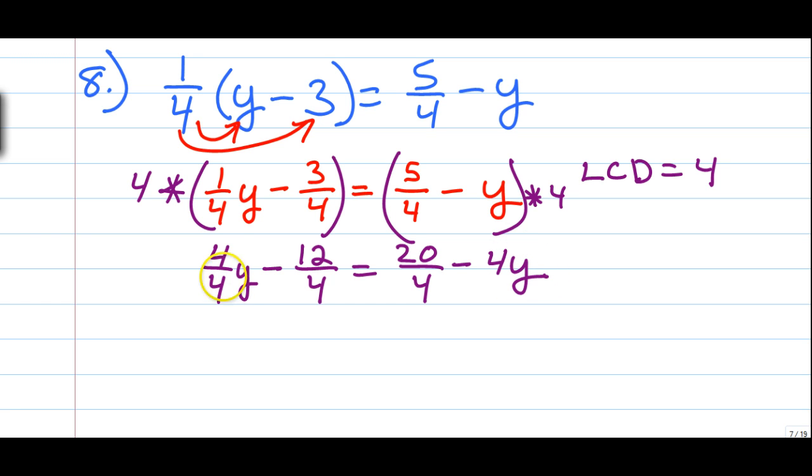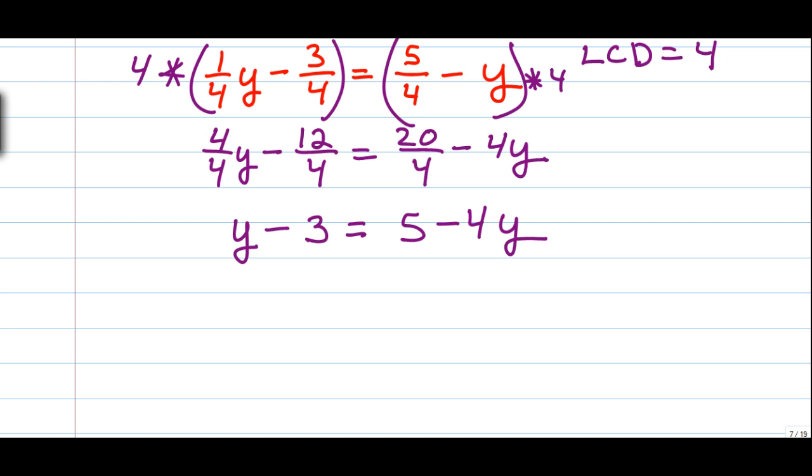Let's reduce these fractions down. 4 over 4 is 1, so we end up with a 1y, or just y, minus 4 into 12 for 3 equals 4 into 20 for 5 minus 4y.